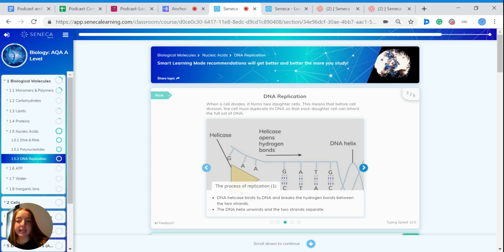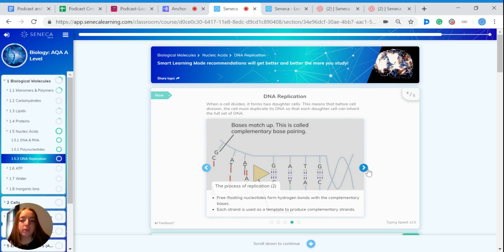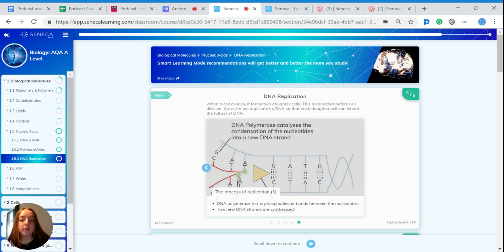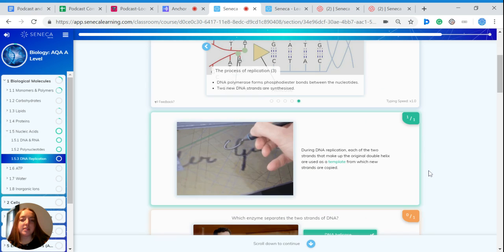So first, DNA helicase, which is an enzyme, binds to DNA and breaks the hydrogen bonds between the two strands. The DNA helix unwinds and the two strands separate. Free-floating nucleotides form hydrogen bonds with the complementary bases. Each strand is used as a template to produce complementary strands. DNA polymerase forms phosphodiester bonds between the nucleotides. The two new DNA strands are then synthesized.